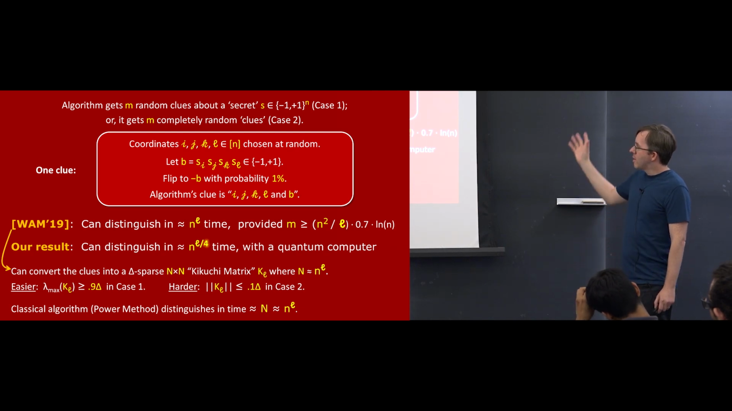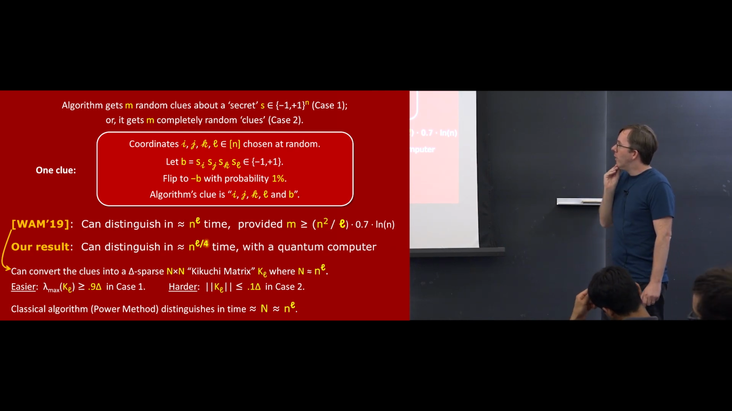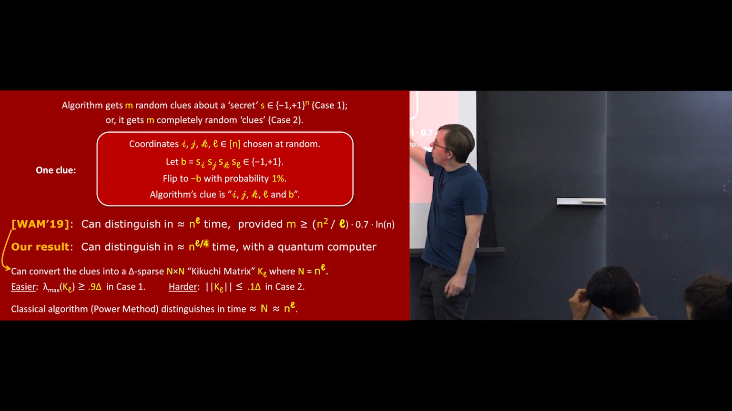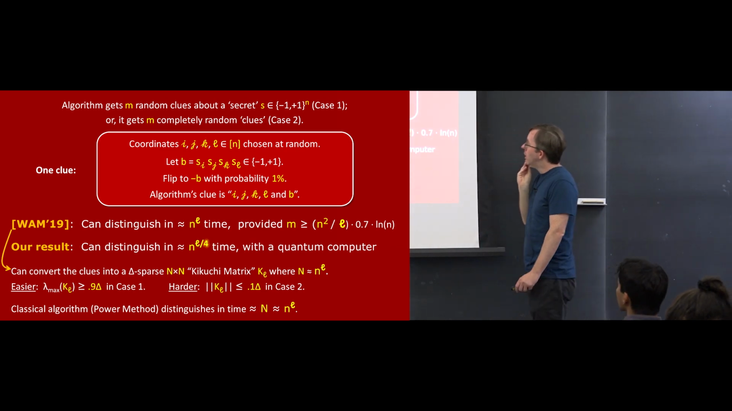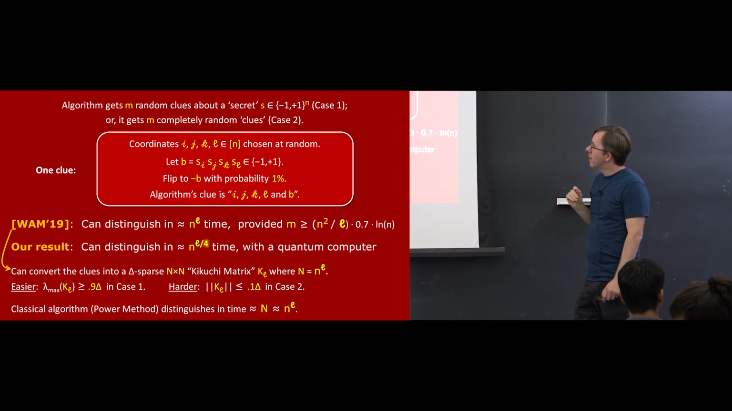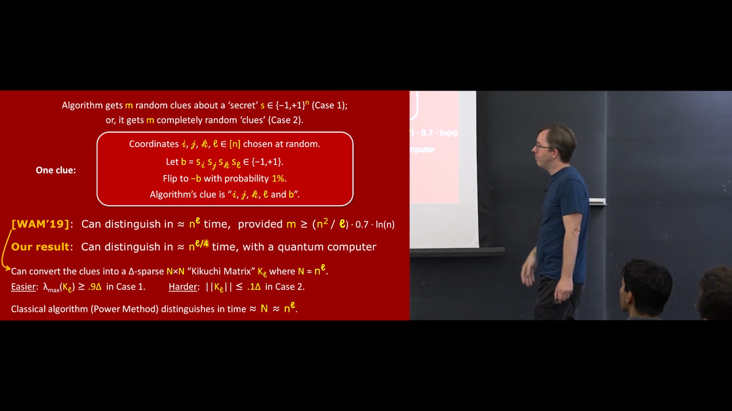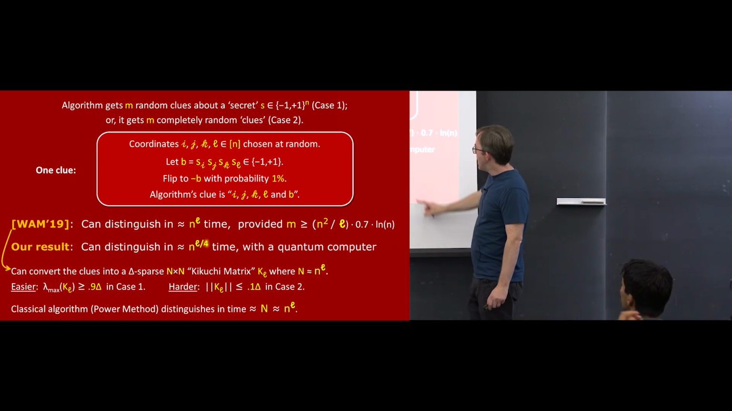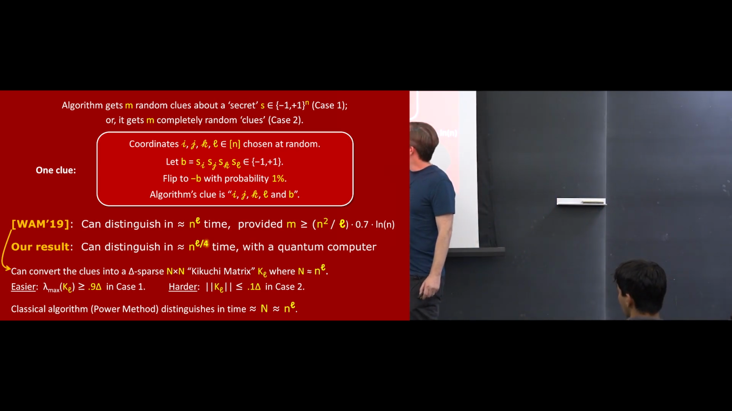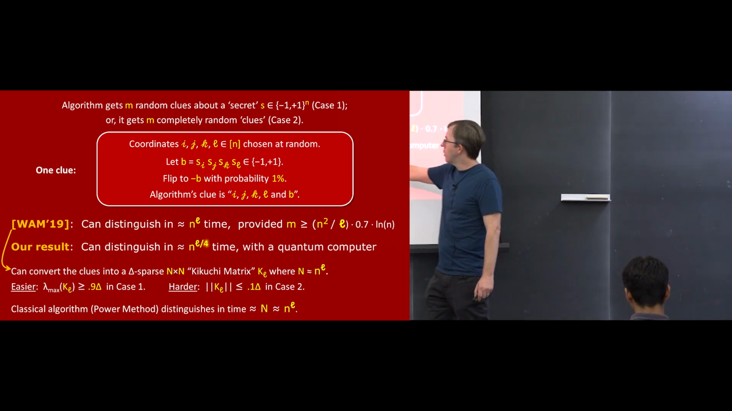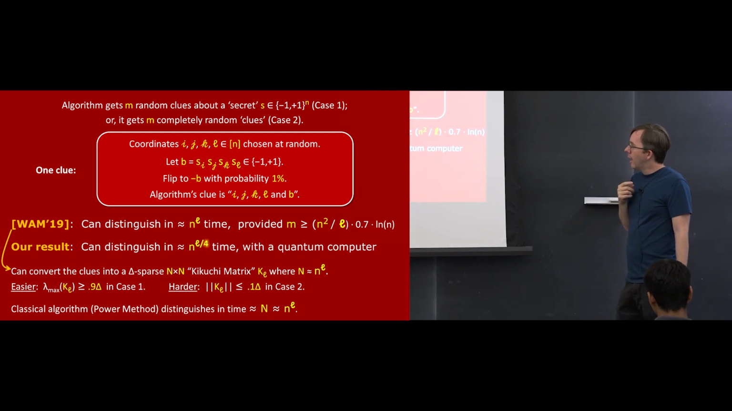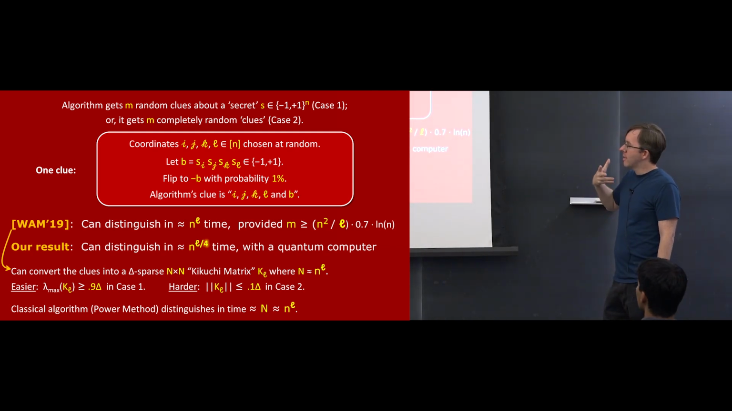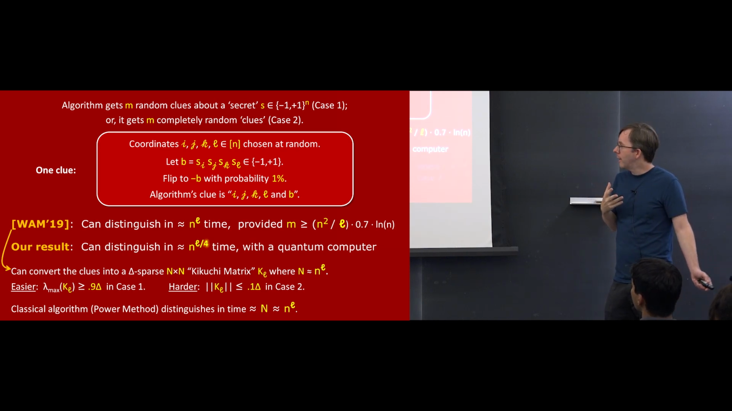So let me try to fit this back into the story I was telling you about earlier. This was the problem we were studying before, tensor PCA, a random 4-XOR problem where you get a bunch of clues about this secret vector, or you get just random noise. This WAM algorithm ran in time n to the l, provided m was this big, and our algorithm runs in time better by a 4th root. This is exactly because of this guided largest eigenvalue problem, as I'll explain.